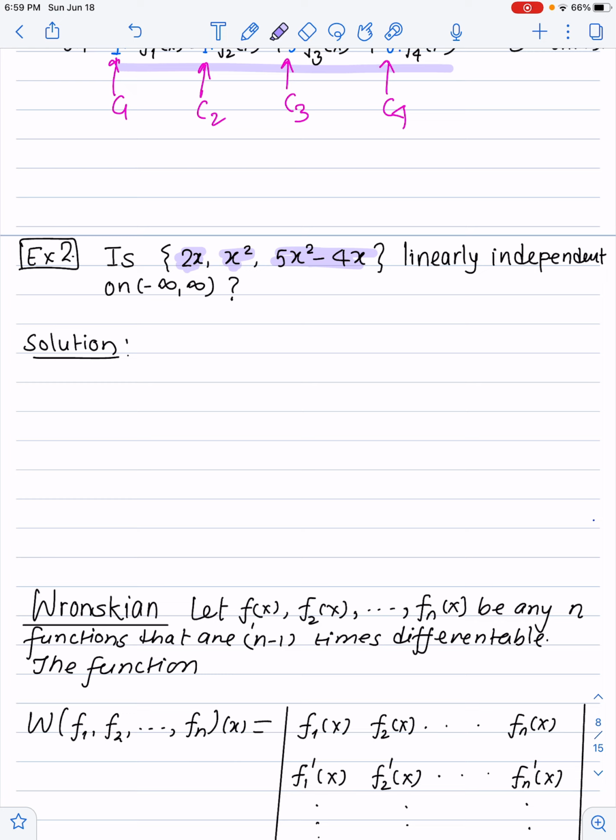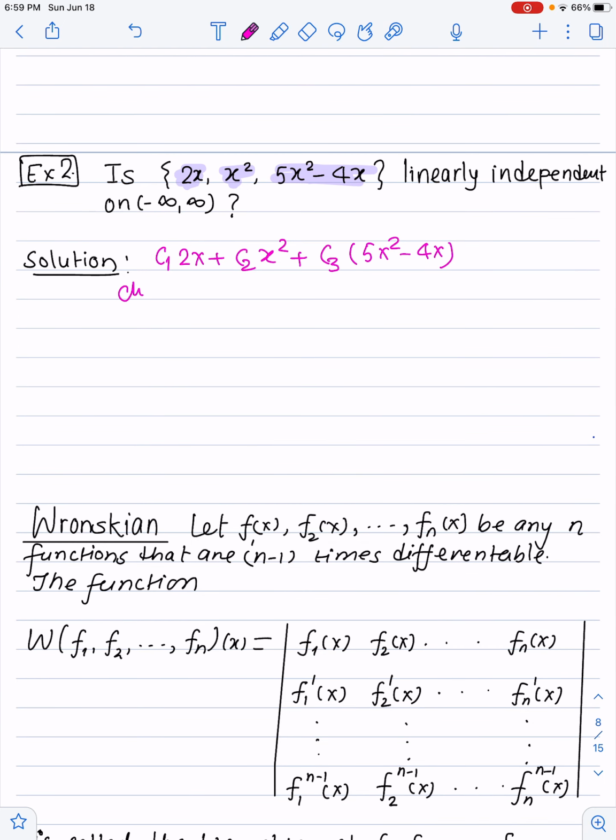All right, so let's write it in a linear combination: c1 times 2x plus c2 times x squared plus c3 times 5x squared minus 4x. So let's choose. If I choose c1 equals 2, because of how I am choosing: here I can see 2x, here I can see 4x. If their coefficients are the same with the opposite sign, then they will cancel, right? So if I choose c1 equals 2, then it will be 2 times 2x, which is 4x.